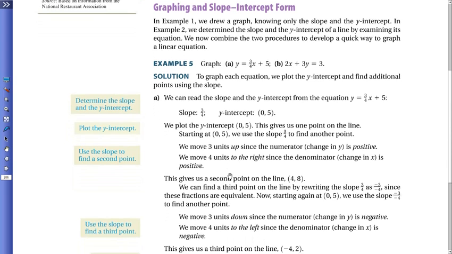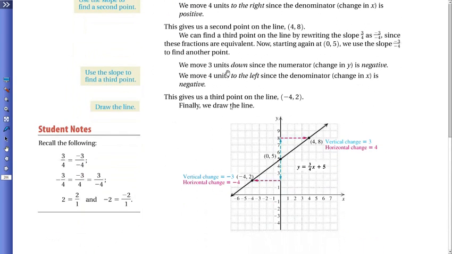A lot of words here for that, but basically this picture shows it all. Is if I have this y-intercept of 0, 5 and a slope of 3/4, means I go up 3 and to the right 4.